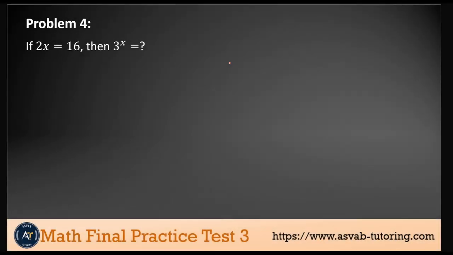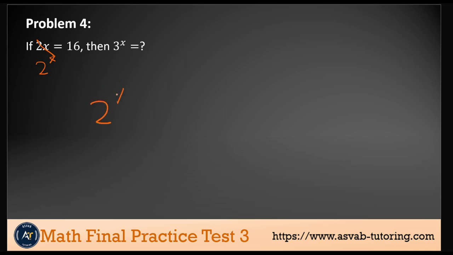Okay, problem 4. If 2^x equals 16, then 3^x equals... For this problem, this is actually formatted a little bit incorrectly. It should be 2 to the power of x. Now then, if 2 to the power of x is 16, then 3 to the power of x is what? Well, it should be easy enough to solve.